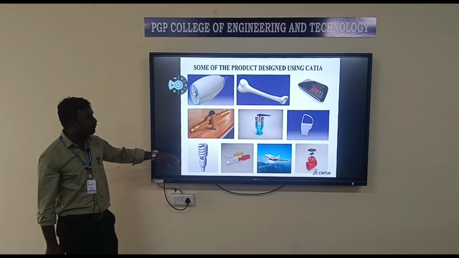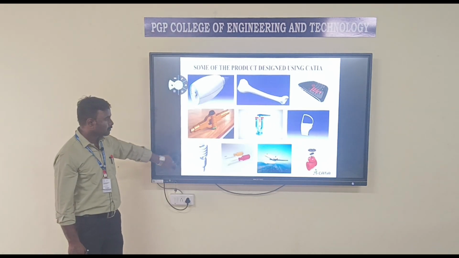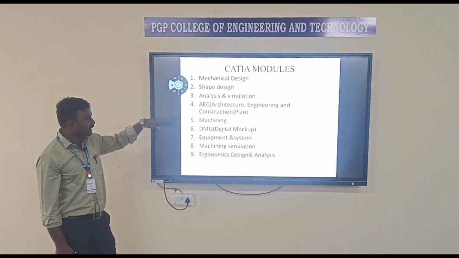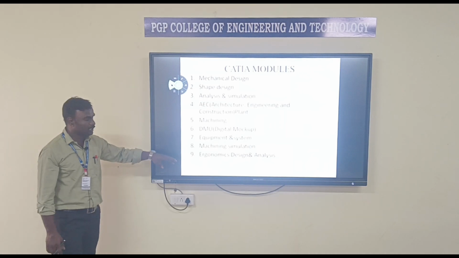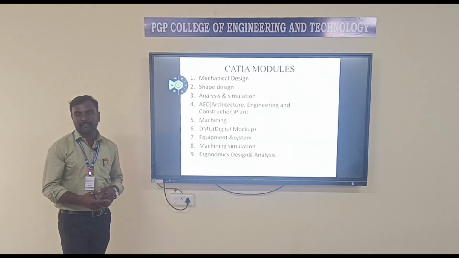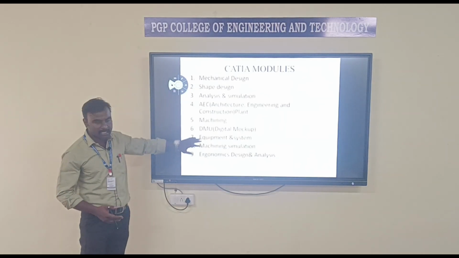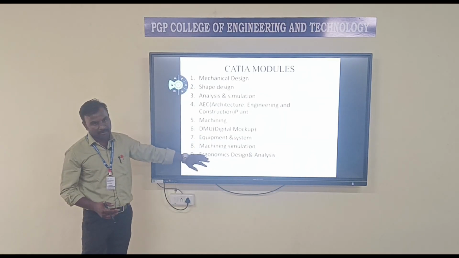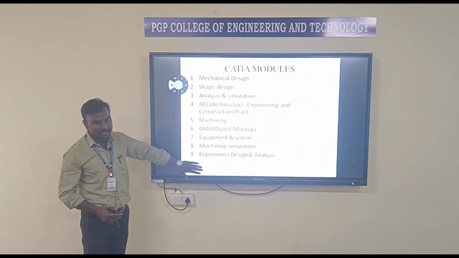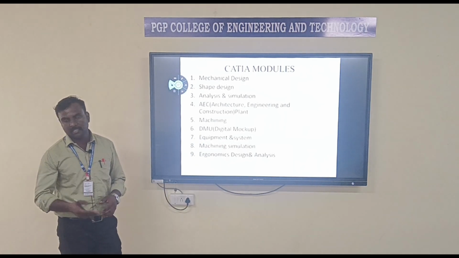These are some examples of Class A design products. These are the CATIA modules available in this workbench. Mostly there are 138 modules available in the market, but basically we are using this kind of modules. For the basic license they will only provide this kind of modules. If you want any additional module, we have to pay separately for the license.